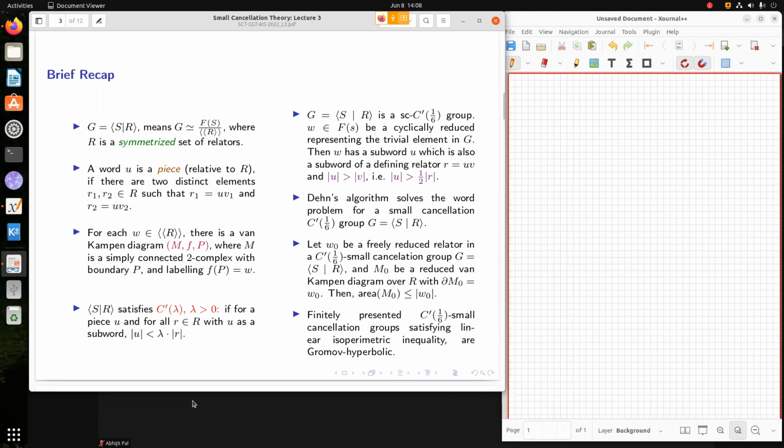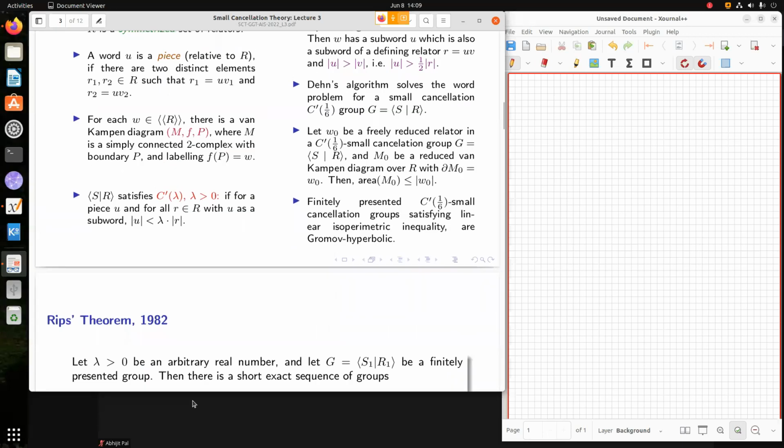If a finitely presented group satisfies a linear isoperimetric inequality, that group is Gromov hyperbolic. Now, from the discussions that we had last time, we can see that a group with a C prime 1/6 small cancellation presentation satisfies the linear isoperimetric inequality. It is Gromov hyperbolic. So that's roughly what we talked about last time.